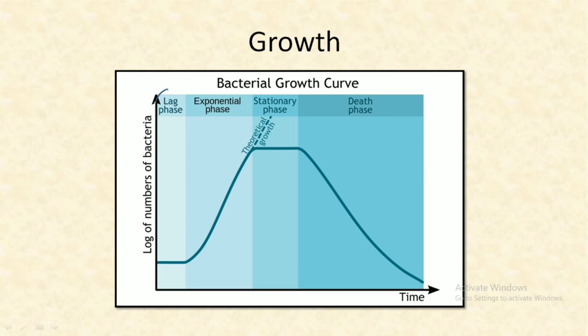The first one is the lag phase, then we have the exponential phase with exponentially growing or unlimited growth of the bacteria, then there occurs a stationary phase, and finally there occurs a death phase. One important point to remember is that after the exponential phase, when we look at the bacterial growth in the theoretical manner, there occurs exponential growth of the bacteria without taking into consideration the other important limiting factors.